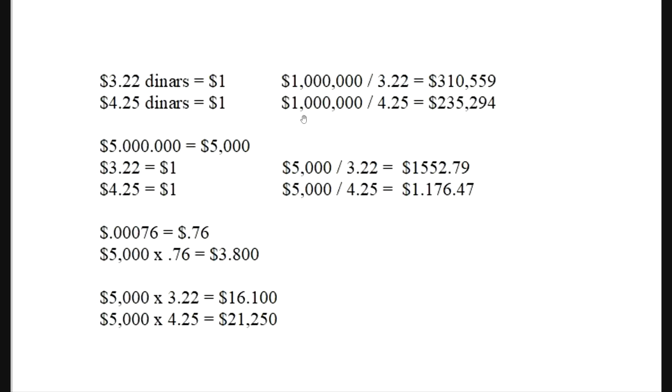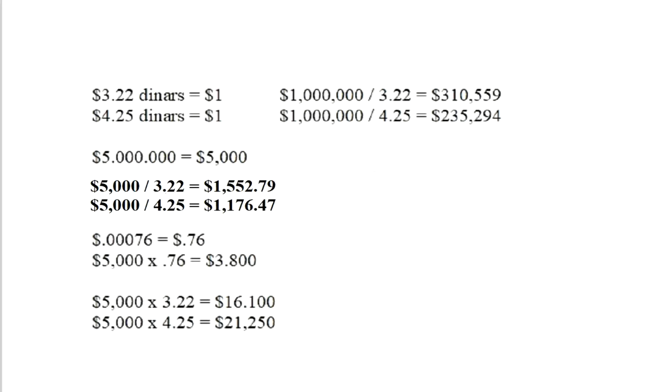You also have to take into consideration the deletion of the zeros. So I have 5 million dinars. Take the 3 zeros off. I now have 5,000 dinars. Now do it times the exchange rate you're talking about: 3.22 or 4.25 dinars for every dollar. If I have my 5,000 divided, for 3.22 I would get $1,552.79. For 4.25, I would get $1,176.47. Nobody likes that one.